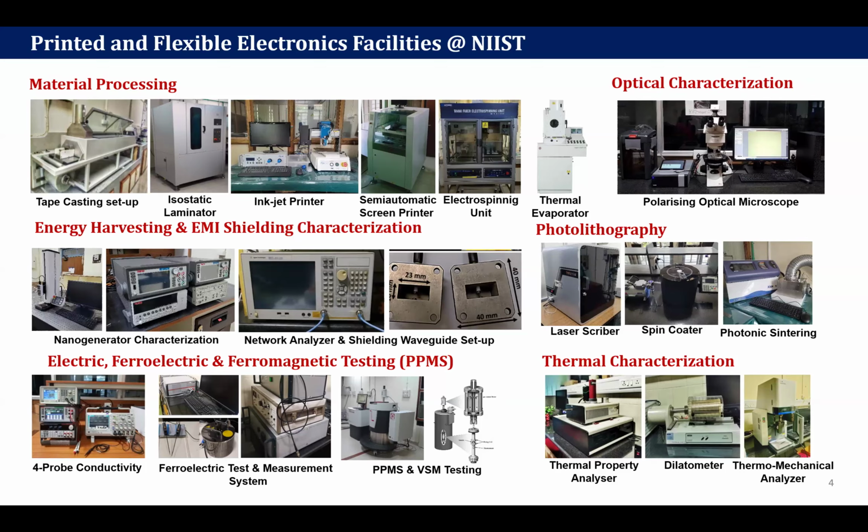We are also into energy harvesting kind of applications. So the facilities required for energy harvesting applications, especially mechanical energy harvesting and EMI shielding applications, are available with us. In material processing, we have tape casting facilities, isostatic lamination, inkjet printers, semi-automatic screen printers, and electrospinning. We also have thermal evaporators for electroding and other purposes. So all kinds of photo, electrical, electronics, thermal, and optical characterizations are available with us.